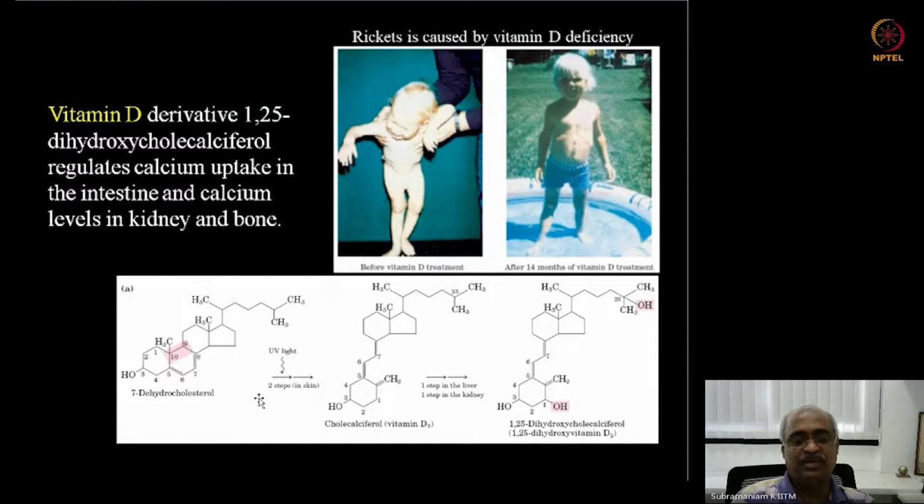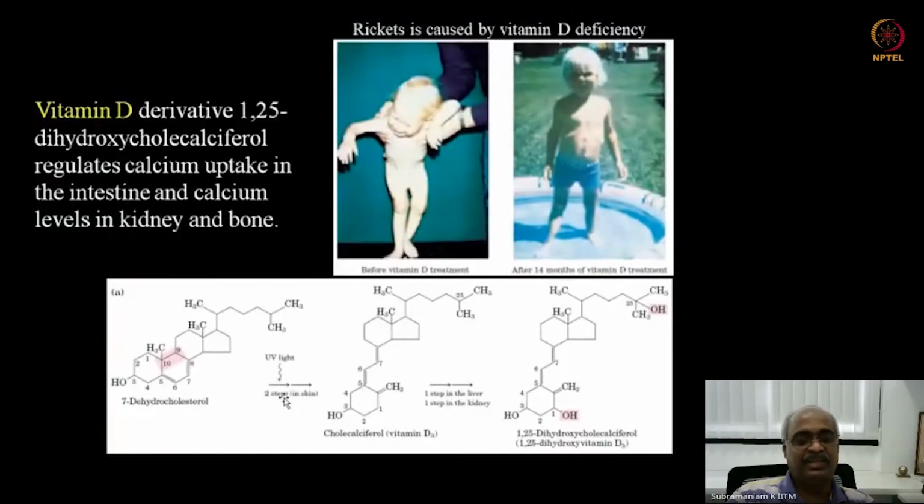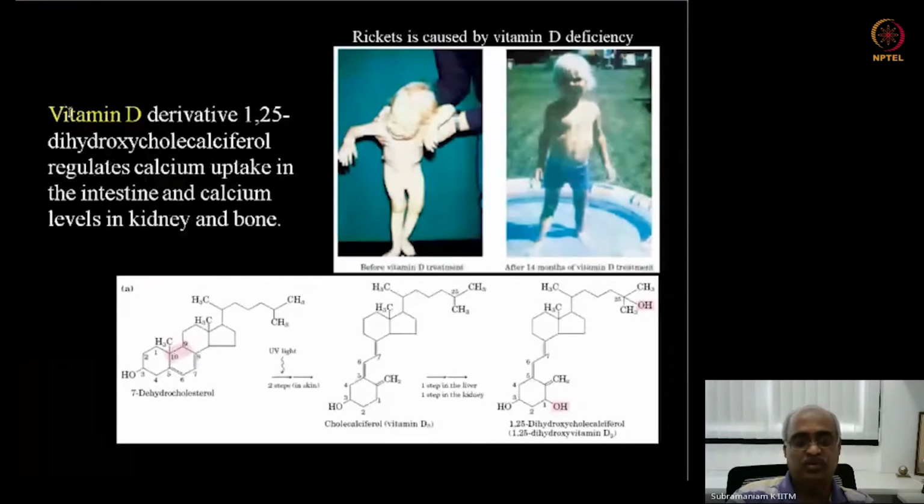But the main point to remember is the UV wavelengths in the sunlight acting on our skin. You generate an intermediate in the skin, which then through a couple of steps, one in the liver and one in the kidney, becomes the active vitamin D. And this vitamin, by the very name vitamin, indicates it's required in the food.